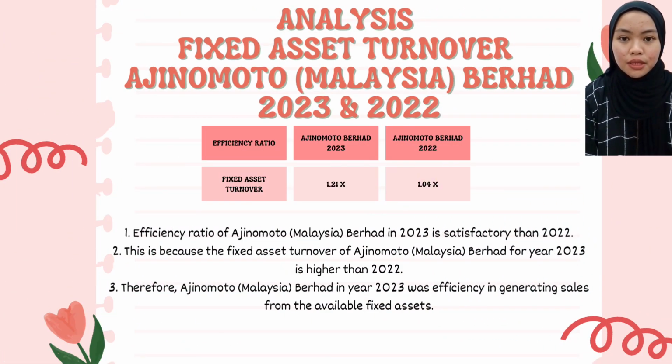As you can see from the table shows analysis fixed asset turnover of Ajinomoto Malaysia Berhad in the year of 2022 and 2023. Efficiency ratio of Ajinomoto Malaysia Berhad in 2023 is satisfactory than 2022. This is because the fixed asset turnover of Ajinomoto Malaysia Berhad for the year 2023 is higher than 2022. Therefore, Ajinomoto Malaysia Berhad in year 2023 was efficiency in generating sales from the available fixed assets.